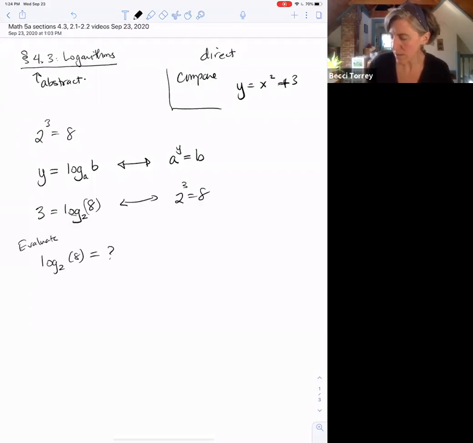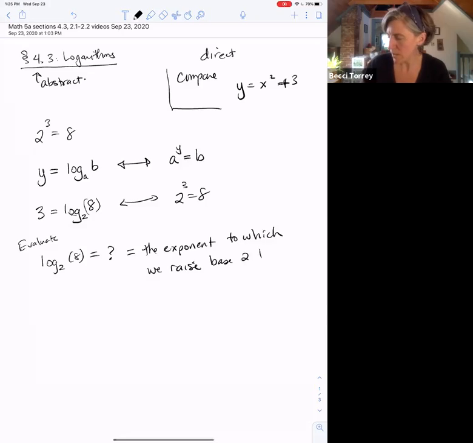And you're like, what is that number? I don't know. Of course, we know what it is. We just did it. But if we were given this problem, we'd say, what is the number log base 2 of 8? Verbally describing it, this is the exponent to which we raise the base A, which is 2 in this case. We raise the base 2 to get 8.